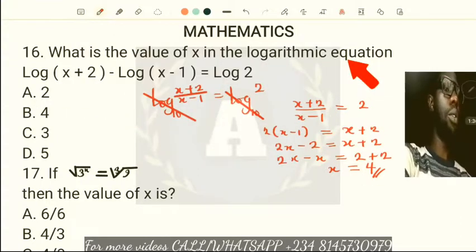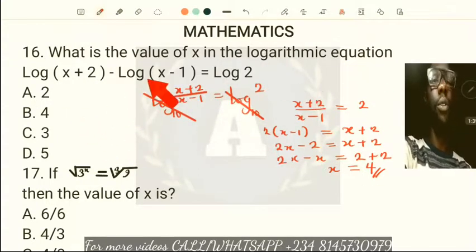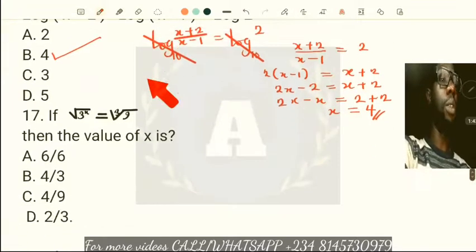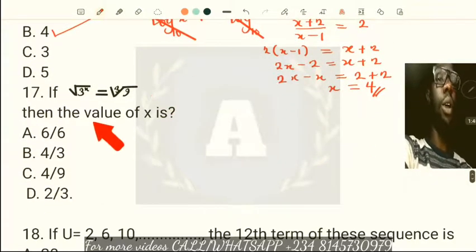Alright, so we go to your options and check if you have 4. Good. There is 4 here, then you get your 4. Then you quickly move to the next question because you don't have enough time.